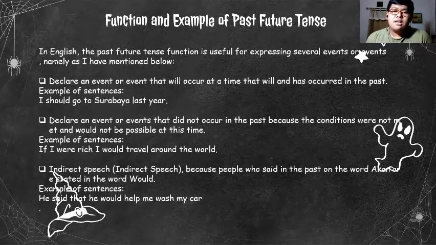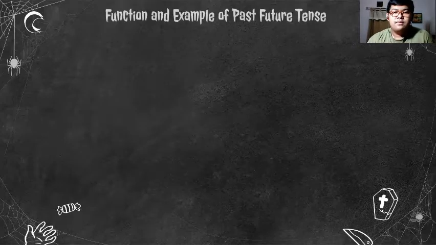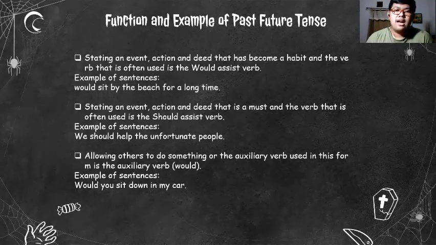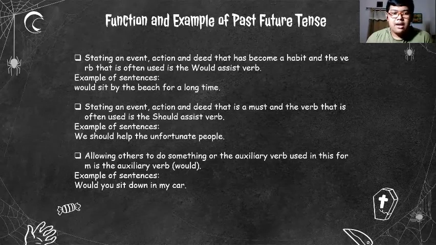Yes, indirect speech, because what people said in the past, the word can is stated in the word would. For example, he said that he would help me wash my car. The fourth is stating an event, action and deed that has become a habit, where the verb that is often used is the auxiliary verb would. For example, would sit by the beach for a long time. And the fifth one is stating an event, action and deed that is a must, and the verb that is often used is the auxiliary verb should, like we should help the unfortunate people.